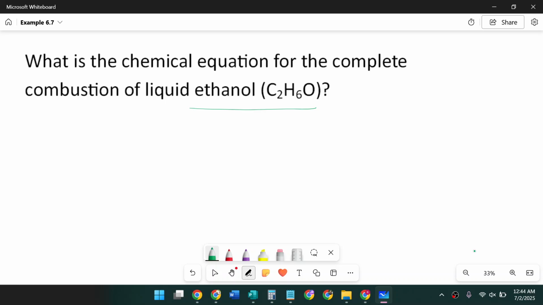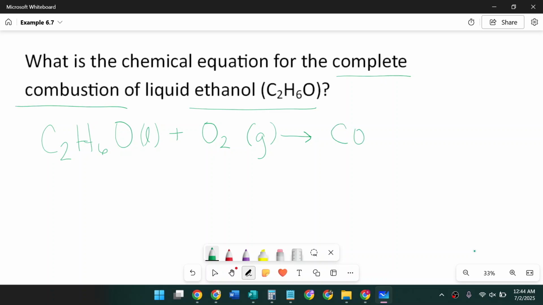This is our fuel, and so we're going to start by just lining up our fuel plus our oxygen. Now our oxygen is going to be in gas form. We're going to go ahead and write these because if it went to the trouble to tell us that this is in liquid form, it wants us to include the state of matter. Now when it says complete combustion, that means all we're left with is CO2 and water vapor. So now we just have to balance it.